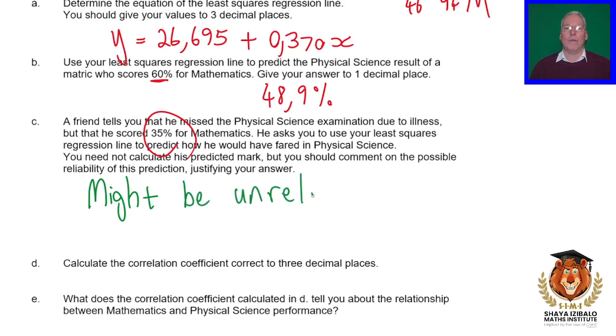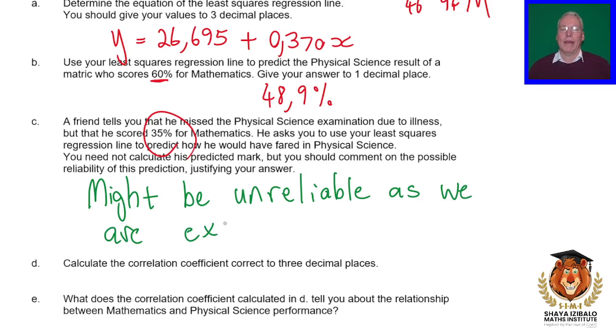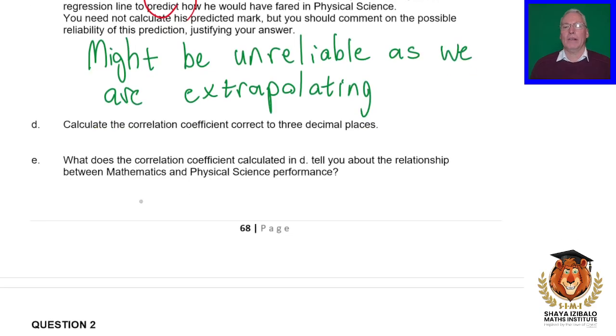And the real word that you want to remember and learn to write here is that we are extrapolating. And remember what that means. It means we are using a value outside our original data. Okay, then it says calculate the correlation coefficient. Okay, so let's do that.